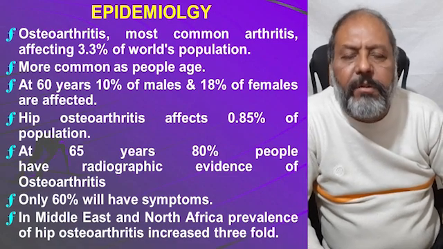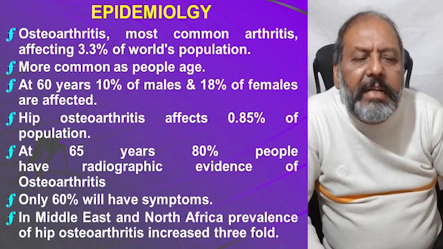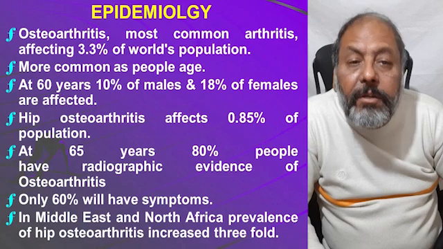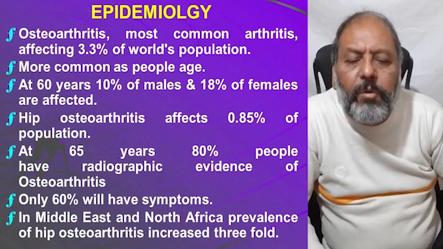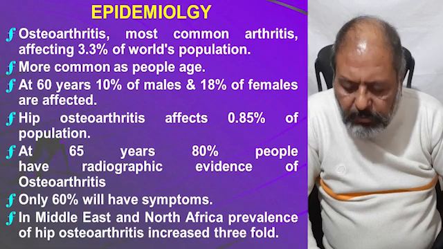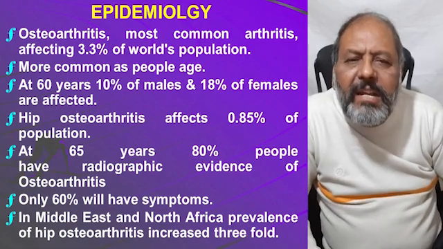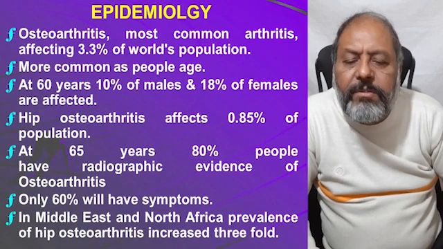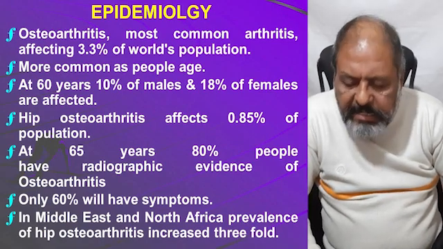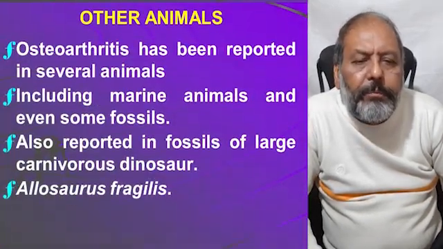0.85% of the population. At 65 years of age, 80% of people have radiographic evidence of osteoarthritis, but only 60% of those will have symptoms. In the Middle East and North Africa, the prevalence of hip osteoarthritis is 3 times higher than in other nations.